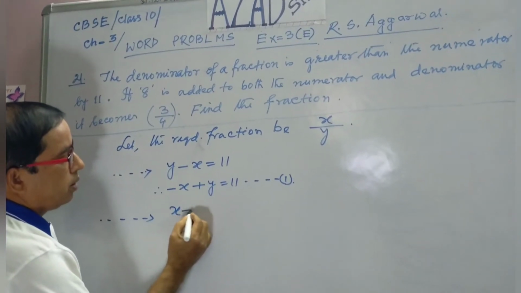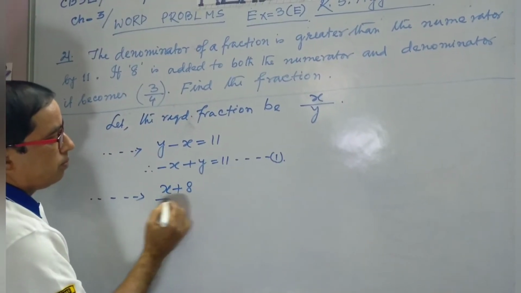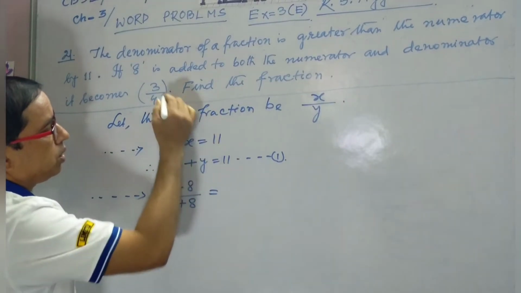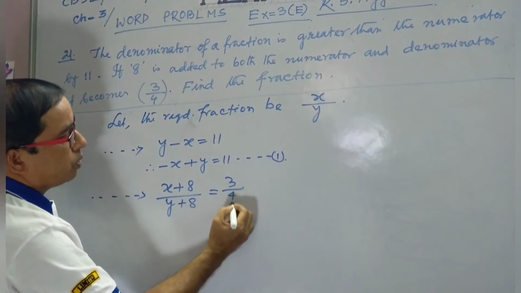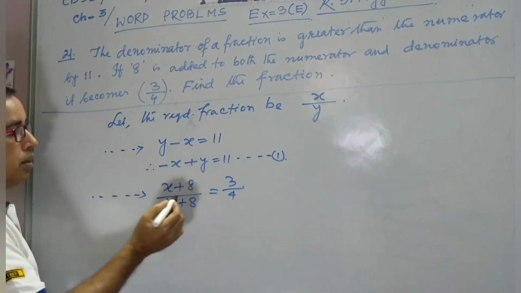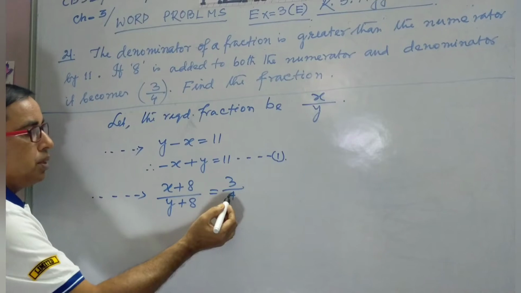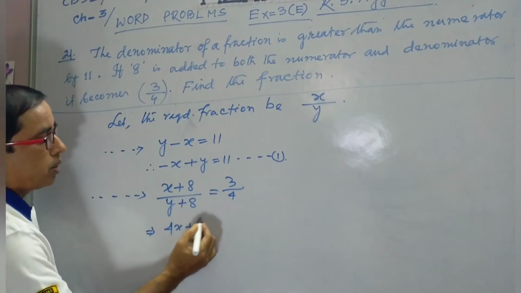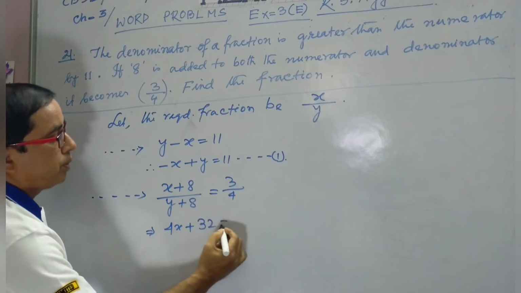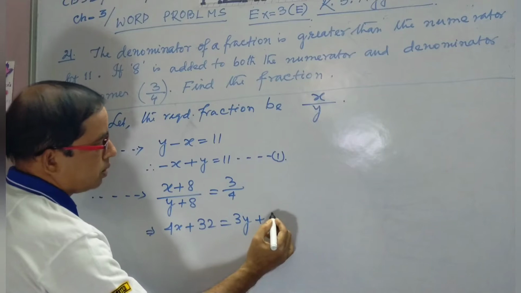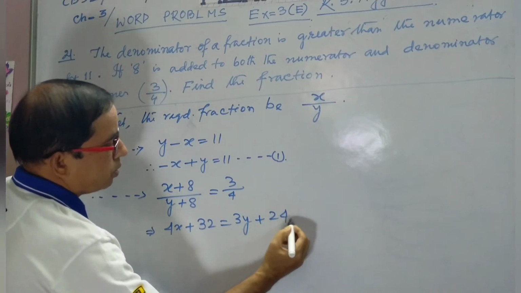Numerator is x, so 8 is added here. Denominator is y, here also 8 is added. It is converted to 3 by 4. Now we have to find a linear equation from here. Now I am going for cross multiplication. 4 into this means 4x plus 4 8 is 32, and 3 into this means 3y plus 24.